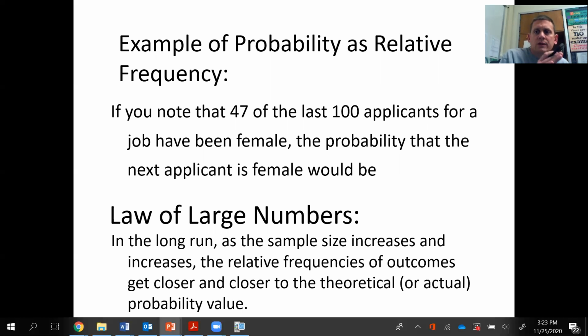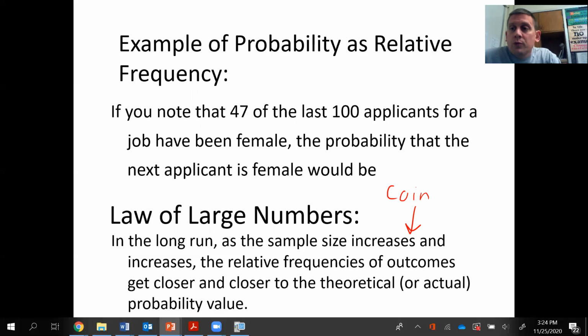If we follow suit, okay. So the law of large numbers, in the long run, as the sample size increases and increases, the relative frequencies of outcomes gets closer and closer to the theoretical or actual probability. Example of that is tossing a coin. I'm going to write down a coin here. If you toss a coin millions and millions and millions of times, you should get half heads and half tails.